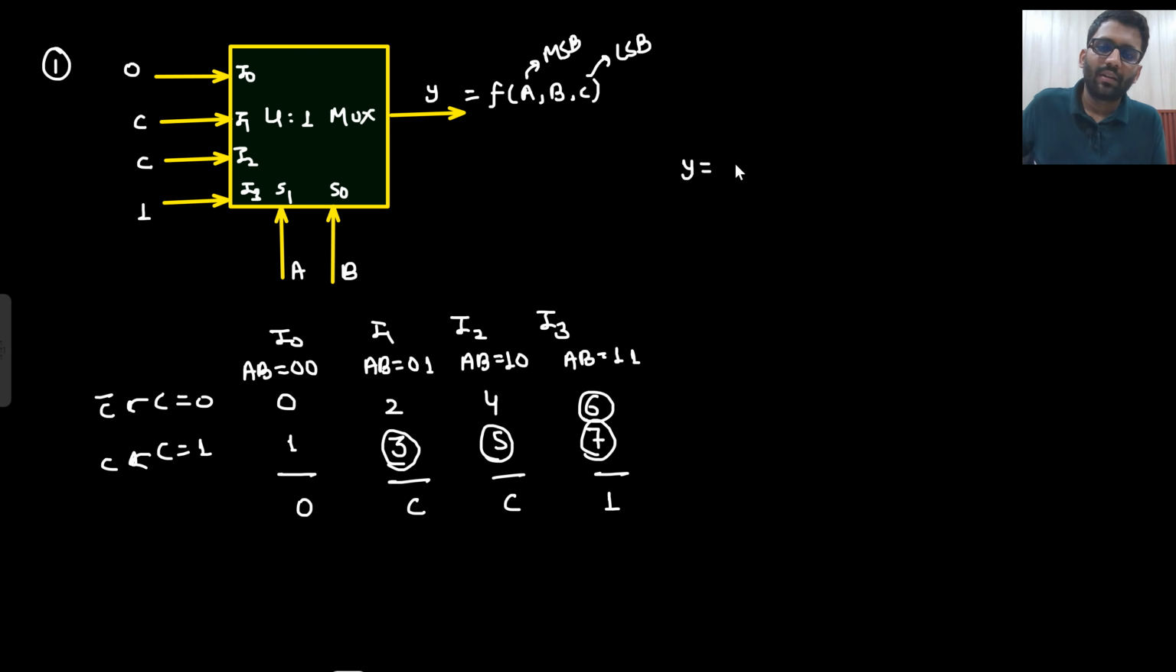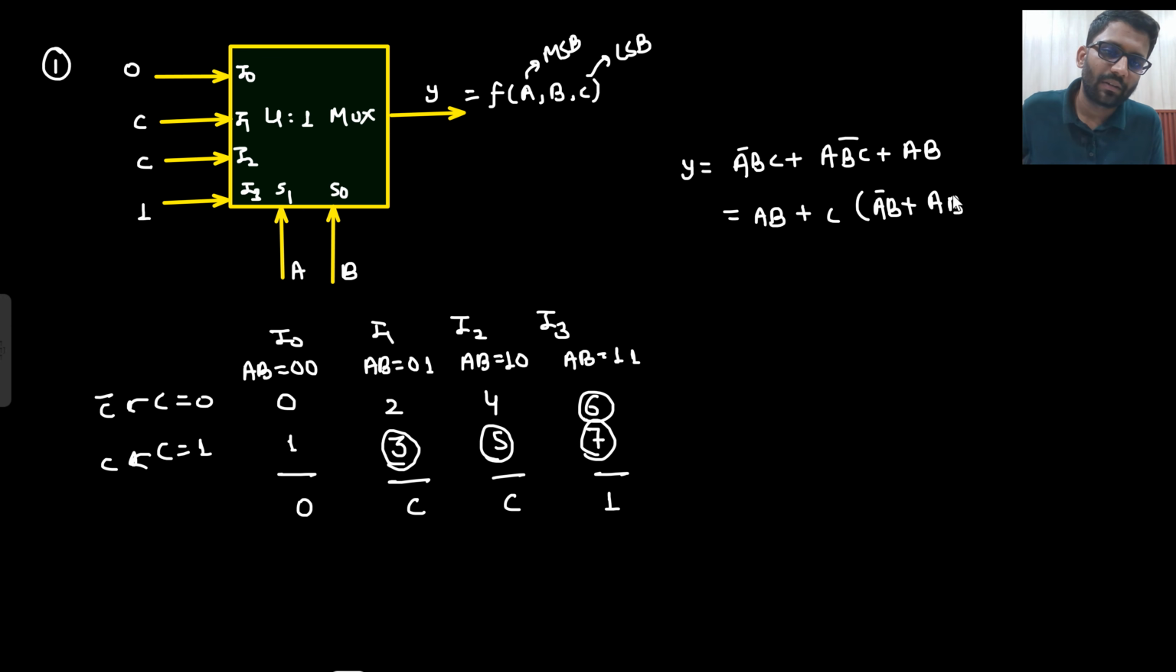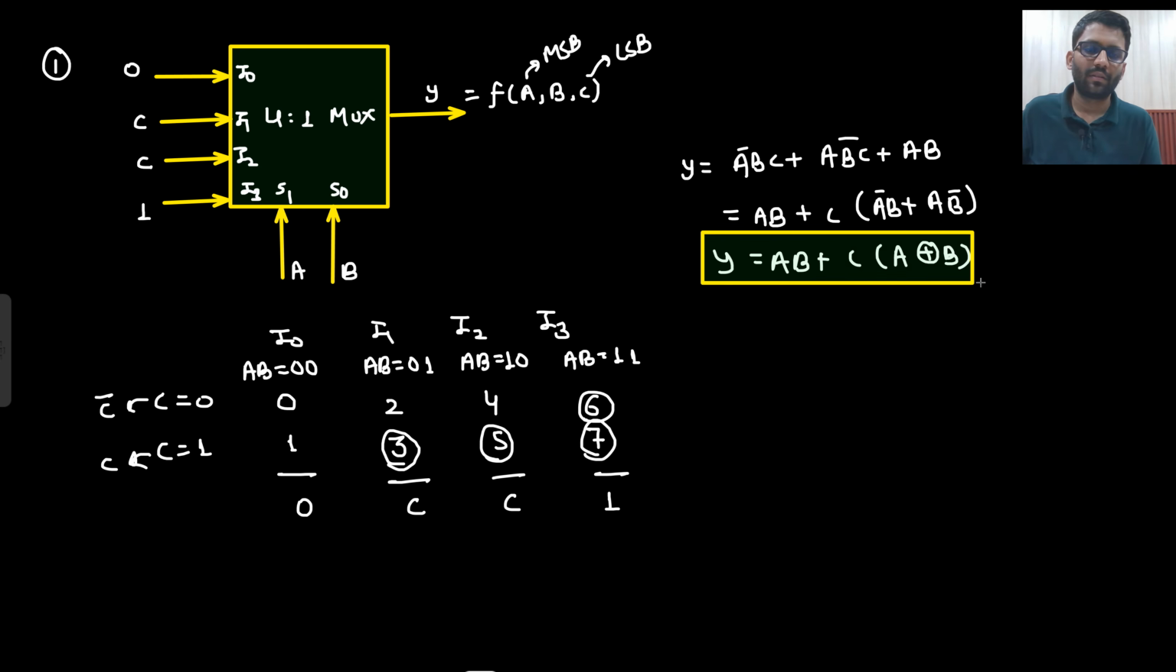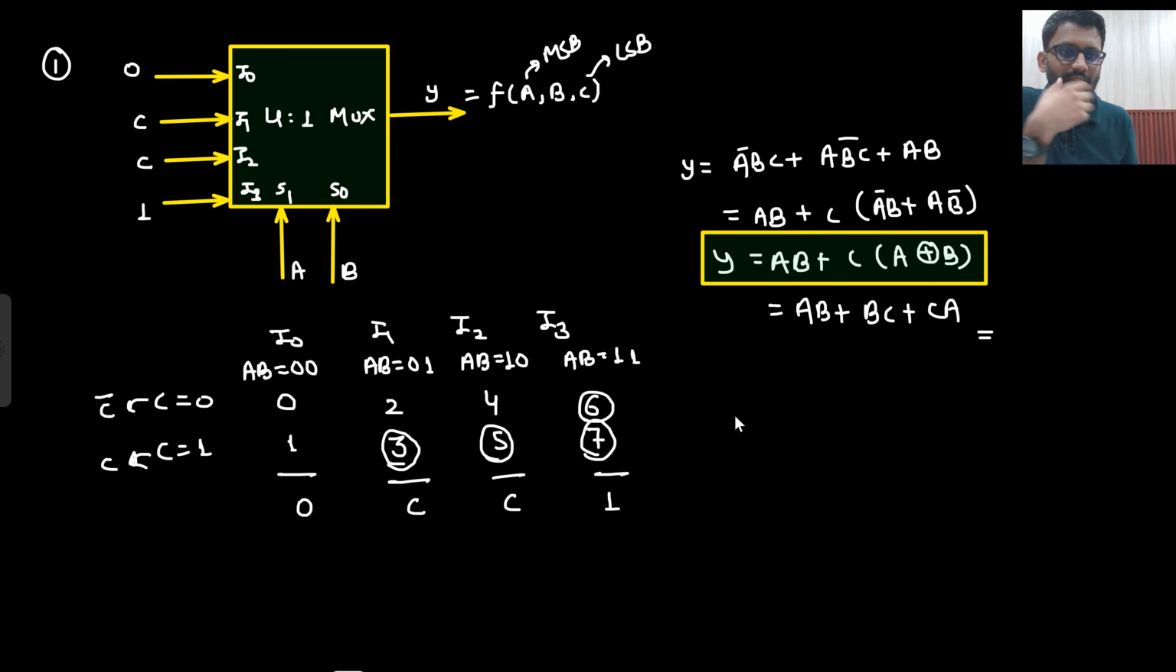Y will be A bar B into C plus A B bar into C plus AB. So here you can see AB will come as it is and C I can take common, so A bar B plus AB bar. So AB plus C into A XOR B. This is your Y. And Y is the same, because we have seen in our first lecture that it can be written as AB plus BC plus CA.